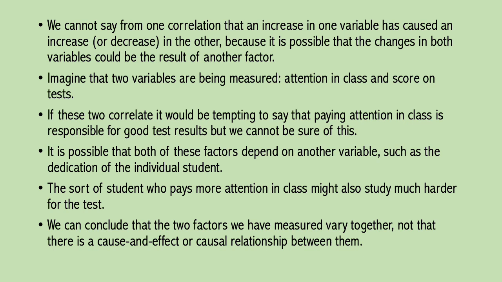Okay, so this is an elaboration again to the points that I made previously, the last point on the slide. So we cannot say from one correlation that an increase in one variable causes an increase in the other, because it is possible that changes in both variables could be the results of another factor. So if we go back to the example that I gave just now about eating unhealthy food and sleep, for example, the more the participants eat unhealthy food, the more their sleep would be disrupted. Okay, so we can see that there is a positive correlation. One variable increases, the other one also increases.